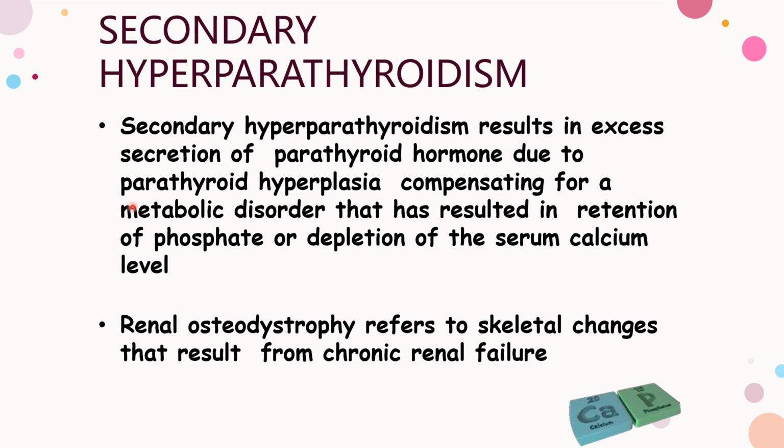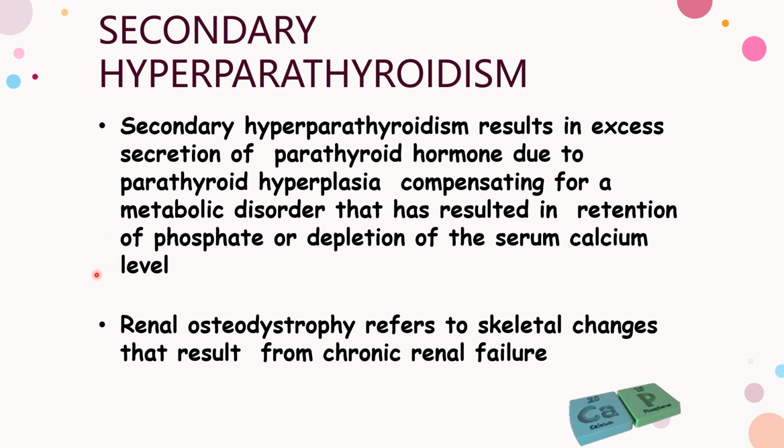So it results in excess secretion of hormone due to hyperplasia of the gland, which compensates for a metabolic disorder that has resulted in retention of phosphate or depletion of serum calcium. So the primary condition is a metabolic disorder which causes retention of phosphate or depletion of serum calcium, so that secondarily the parathyroid hormone is secreted in excess. So this is secondary hyperparathyroidism.